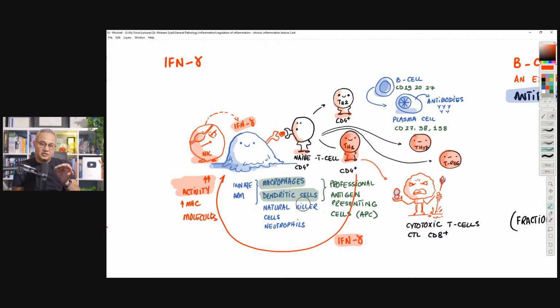If for some reason the macrophages become dysregulated, or helper cells or NK cells or other cells that produce interferon gamma become dysregulated, what are we going to end up with? Sort of chronic continuous inflammation.